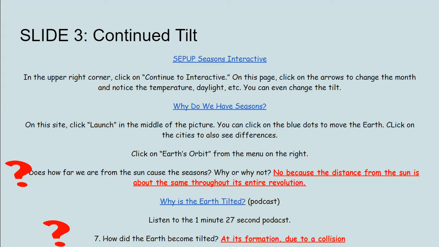Number 7, down at the bottom of this page, asked how the Earth became tilted. There was about a 1.5-minute long podcast. And basically, you guys, if you saw it or listened to it or looked it up on a different site, you saw that there was a large collision at the formation of the solar system where our moon came from. And they think that this collision was enough to tilt the Earth.